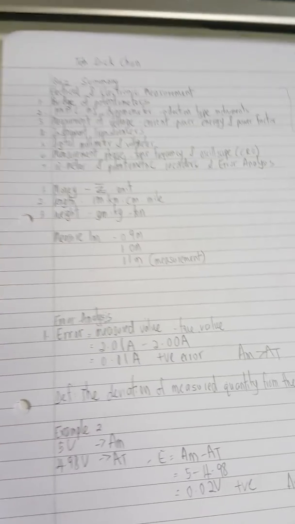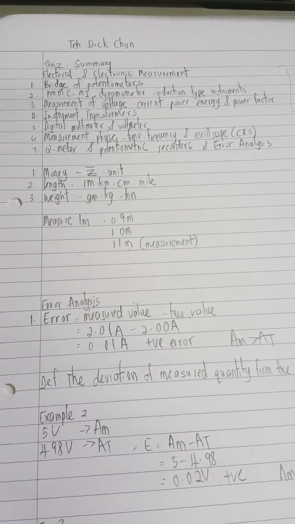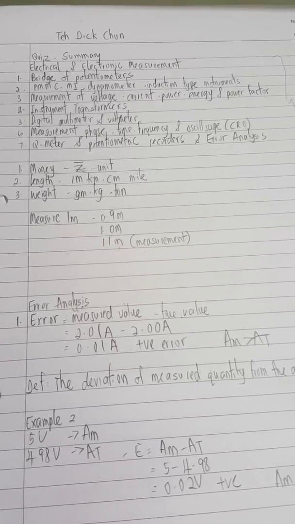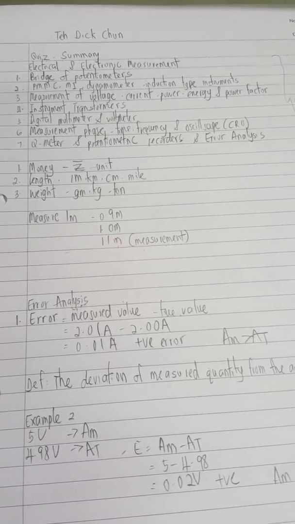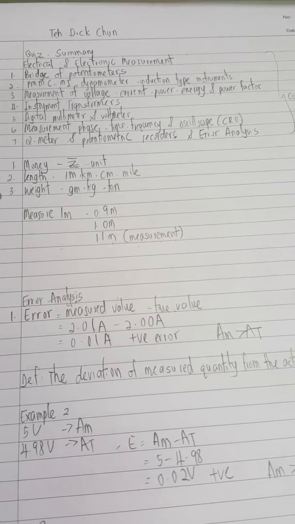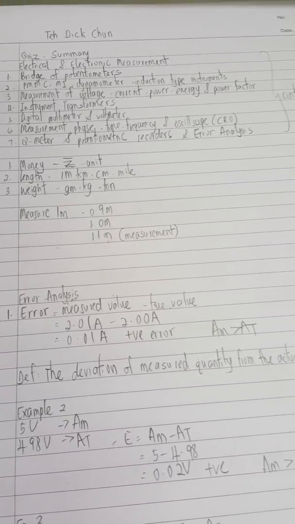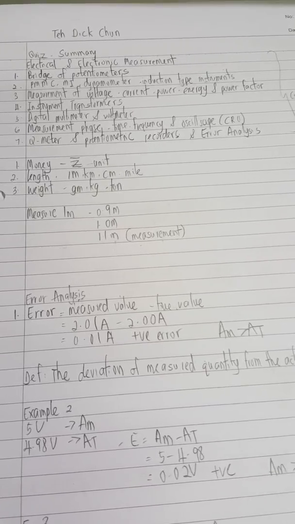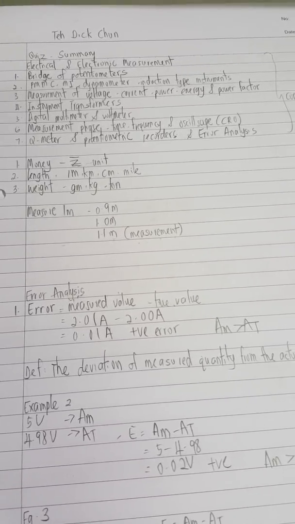So basically everything has a unit. It's specific units. For money it is rupiah, USD. For length it is meter, kilometer, centimeter and miles. For weight of course it is gram, kilogram, ton.